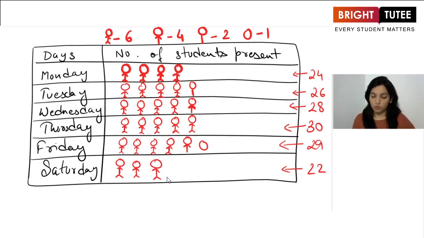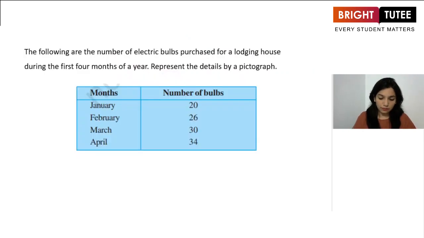We need 4 more. So what can we use? We can use this particular image to represent 4 more. So this is how we have used this particular symbol in order to represent the data. Rather than making the complete image of a face or something, we are using a simple symbol, and how we distribute the symbol depending upon the numbers that are given in the data. Moving ahead to the next one.